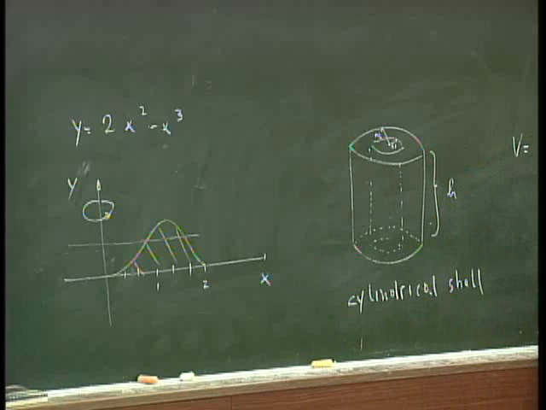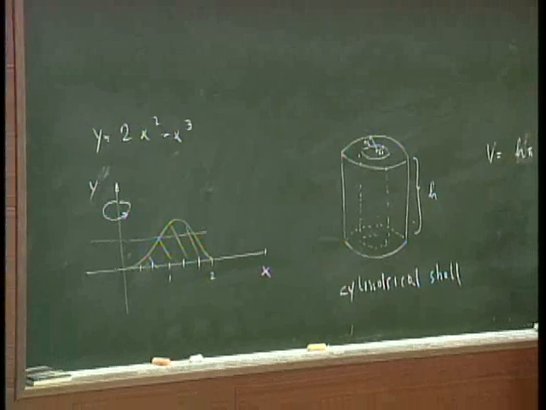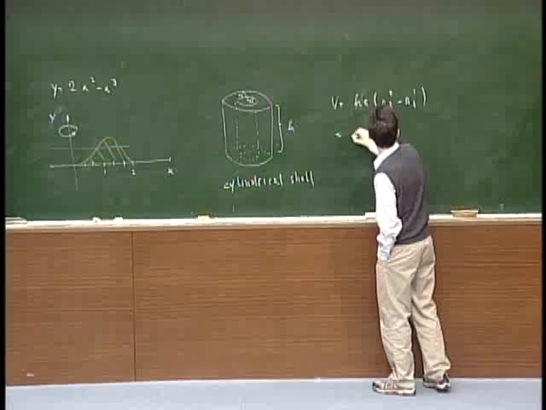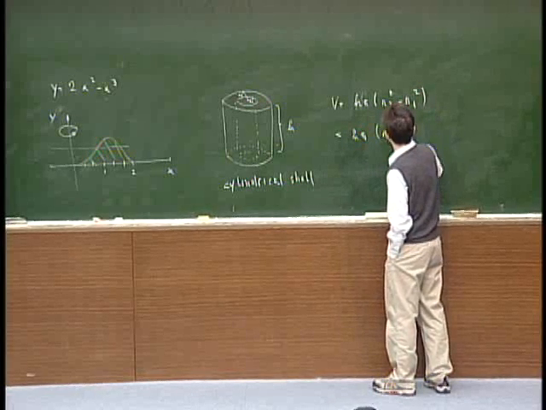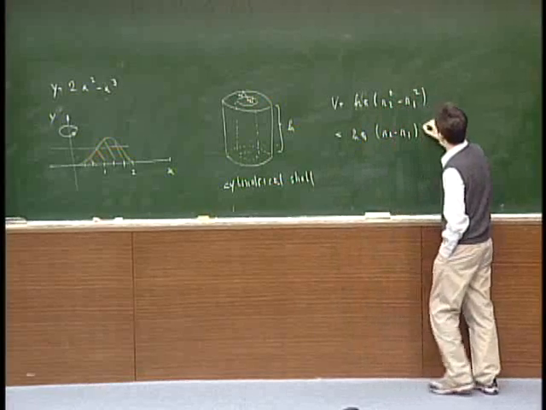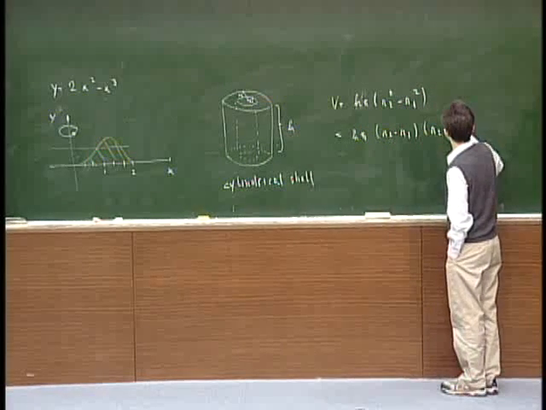The volume is of course easy to compute because you have just two circular cylinders, so you have R squared times h times pi. You take this out, and then you have R2 squared minus R1 squared, and you can write this as h times pi times (R2 minus R1) times (R2 plus R1).